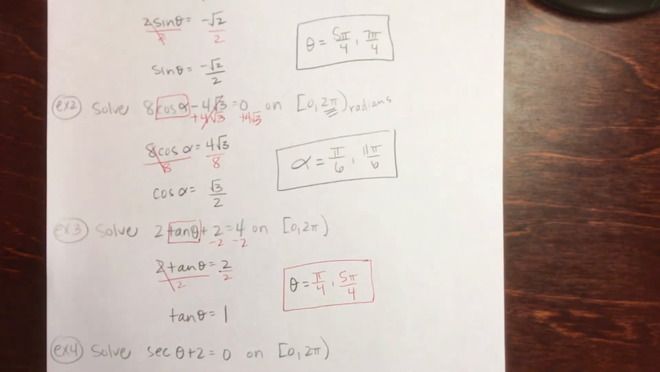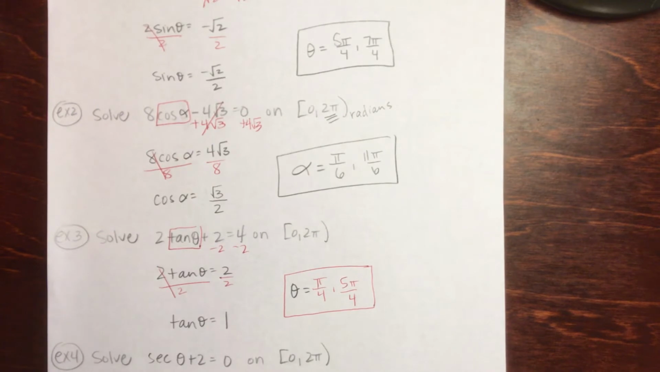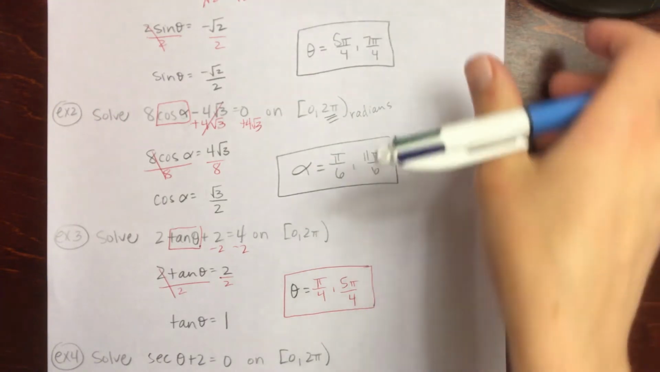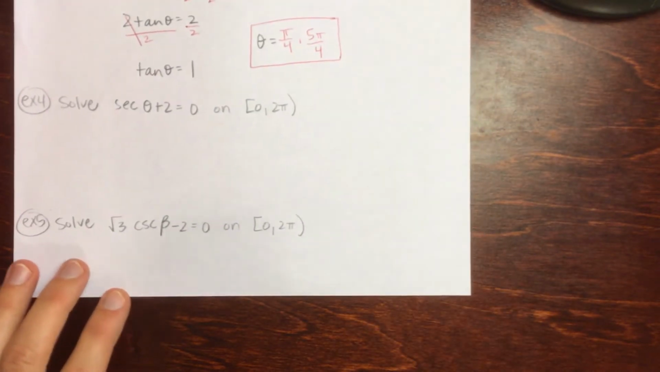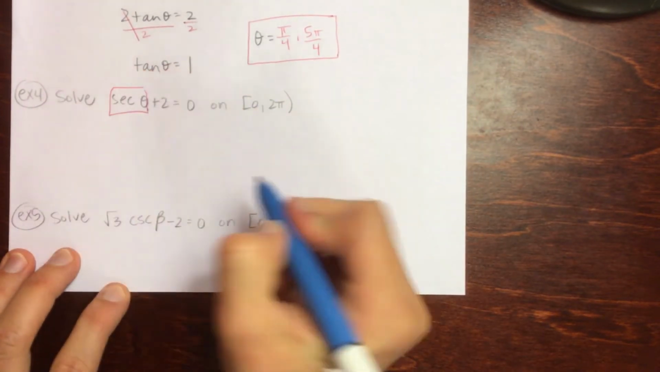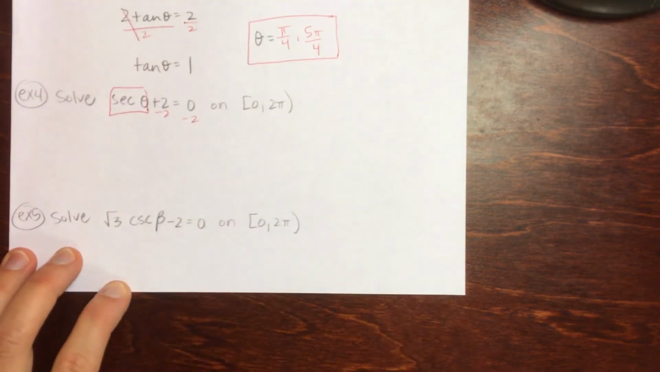All right, so those first three were somewhat straightforward because they were sine and cosine and tangent pieces. We're used to using the unit circle to figure out sine, cosine, and tangent. But let's do two examples where we have secants and cosecants. So we could do the same thing with cotangent. It's the same idea. I want to isolate my secant, so I'm going to subtract 2 to the other side.